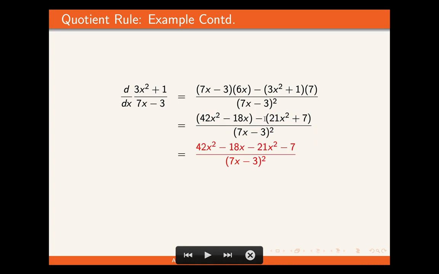Here there is a minus, so let's distribute by negative 1 and remove the parentheses. When we do that, negative 1 times 21x squared will be negative 21x squared, and negative 1 times positive 7 will be negative 7. Here we just have the positive 1, so we can write it down as it is. We have like terms that we can combine: 42x squared and negative 21x squared, which gives 21x squared. The rest are unlike terms, so we just carry them over, and the denominator we can just leave like that.